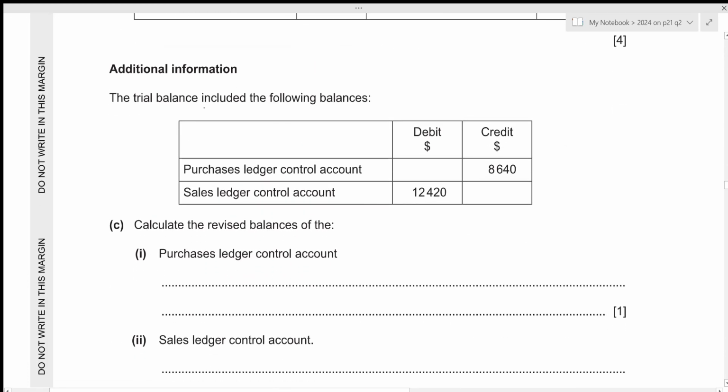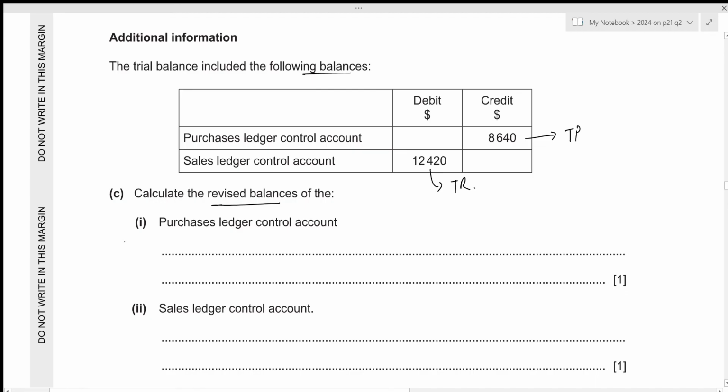We have been given additional information. The trial balance included the following balances. We have the purchase ledger control account. This is our trade payables. We have the sales ledger control account. This is the trade receivables. Then we need to calculate the revised balances. Okay, let's start with the given balances. For the purchase ledger control account, that's 8,640. For the sales ledger control account, that's 12,420.